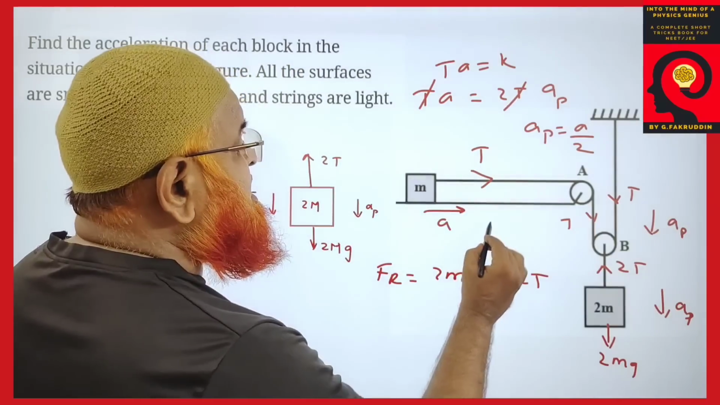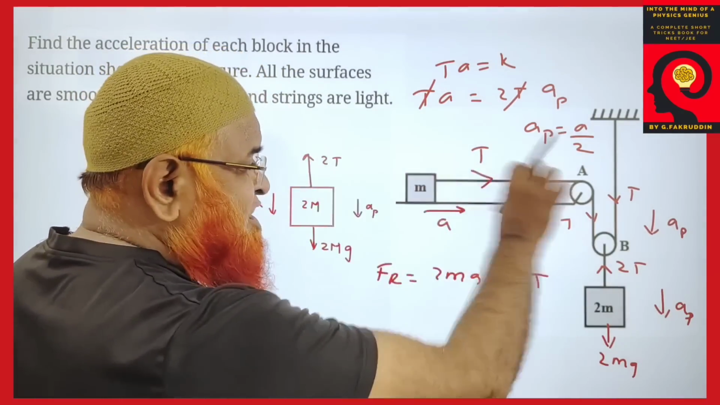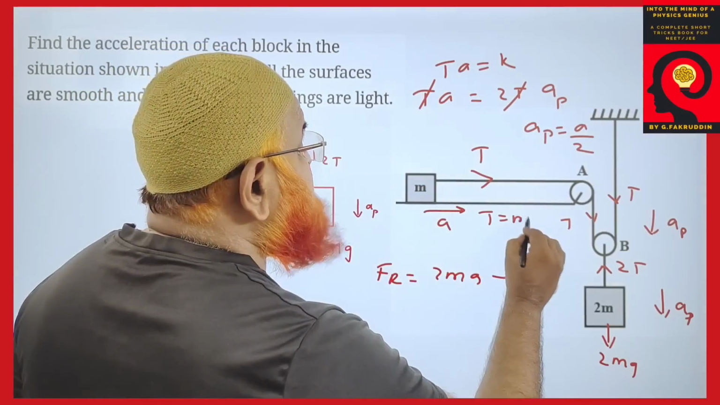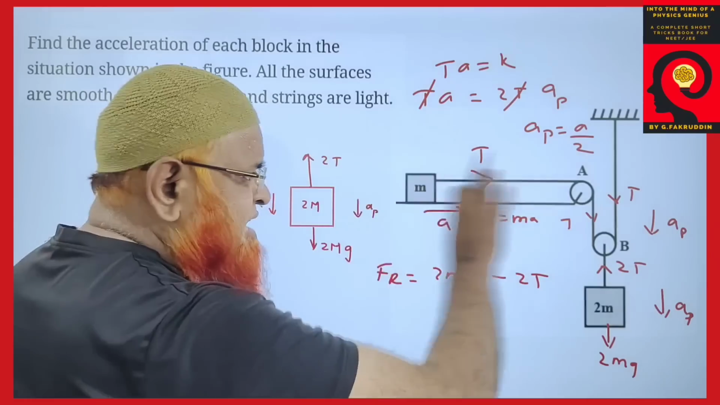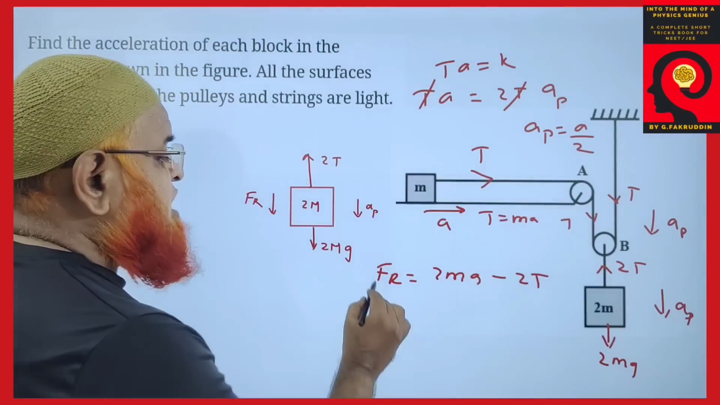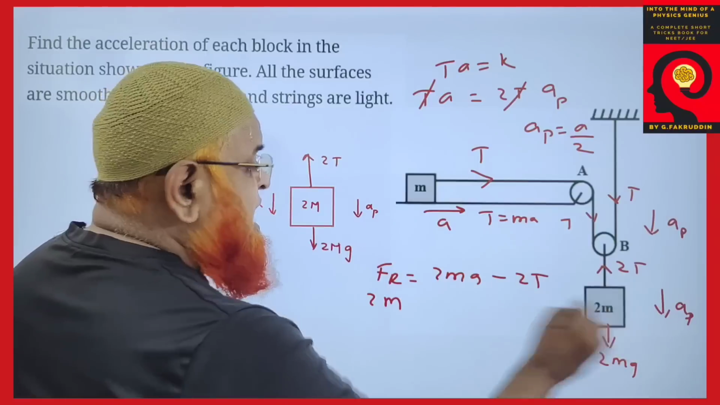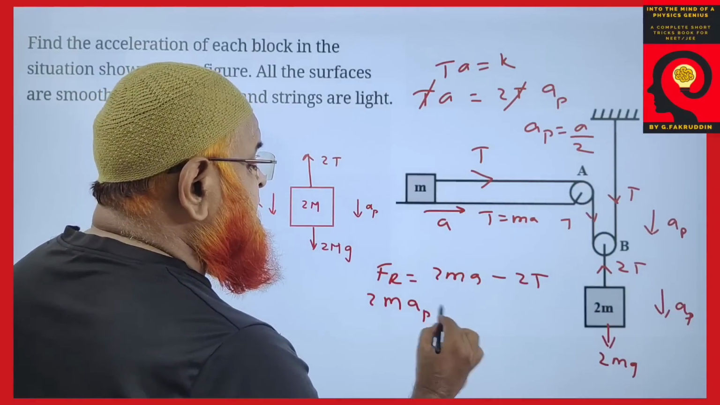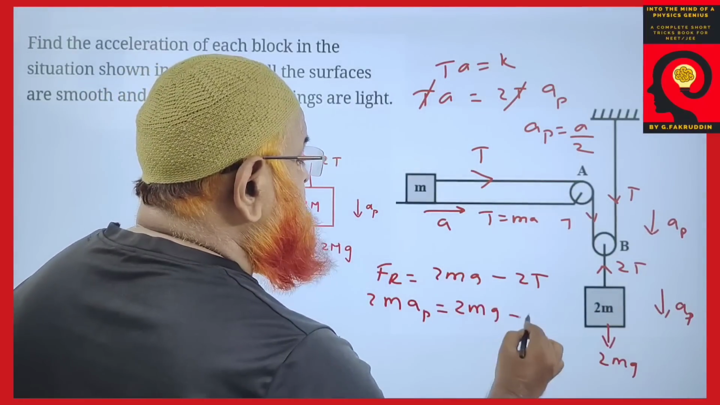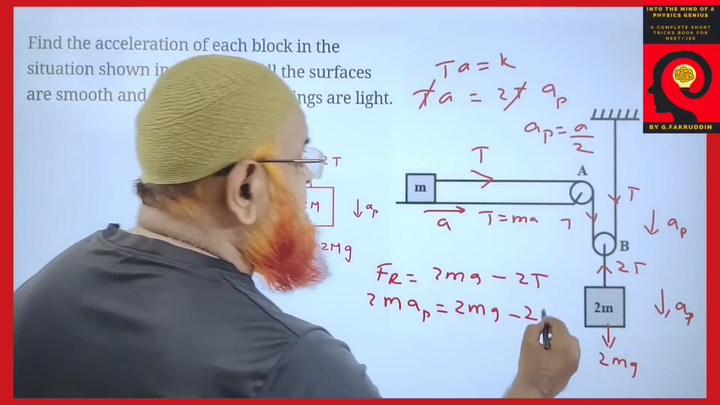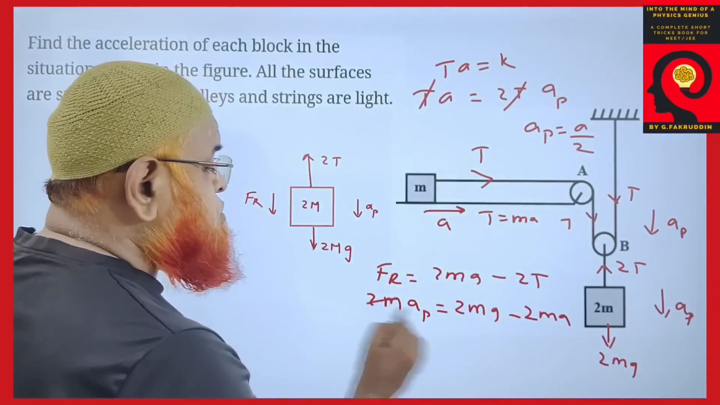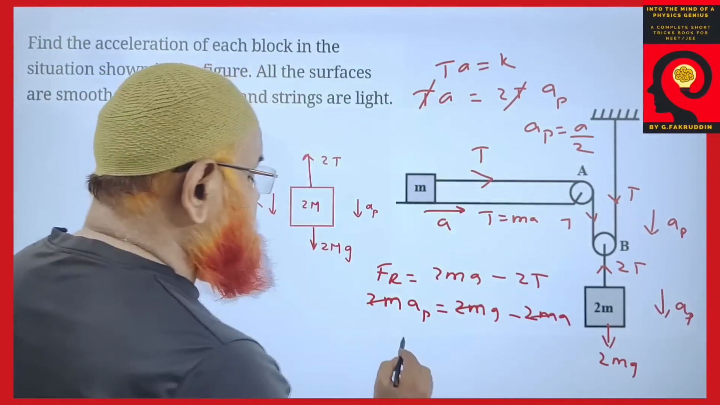But you should know one thing here: this tension is acting on the block, so this tension is taken as m into a, because it is mass into acceleration of the block. Therefore, the resultant force in this case, as the block has 2m mass and the acceleration of the pulley is ap, is 2mg minus 2T. T is nothing but ma here, okay? So 2m gets cancelled.